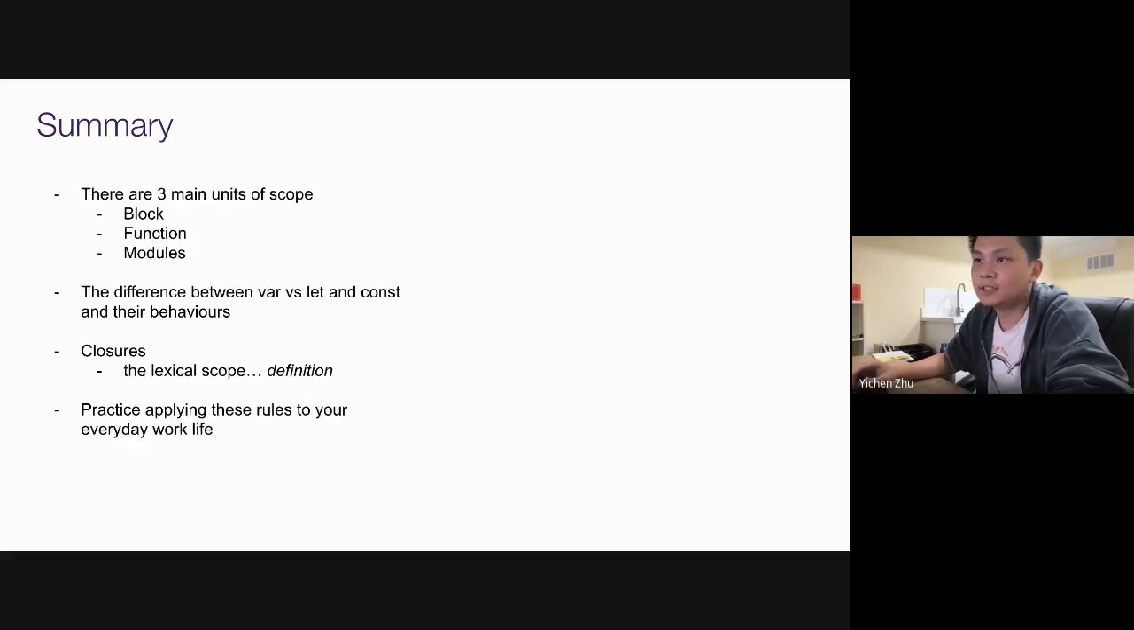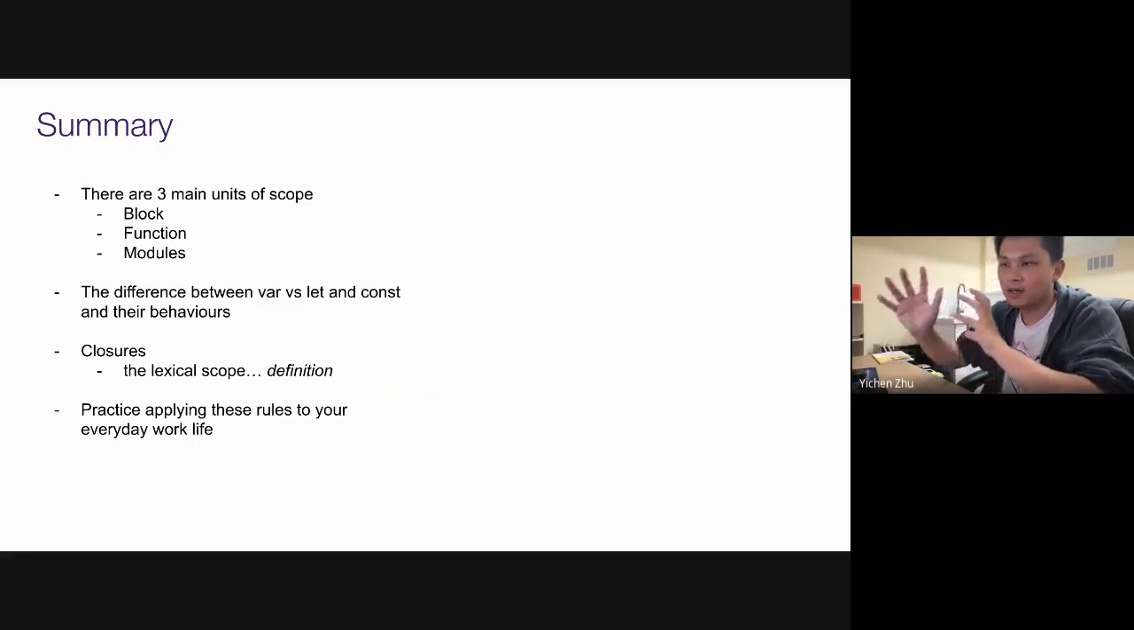And so, let's see, a little bit of a summary. Three main units of scope: block, function, module. We talked about var versus let versus const, their behaviors, and then we talked about closures.